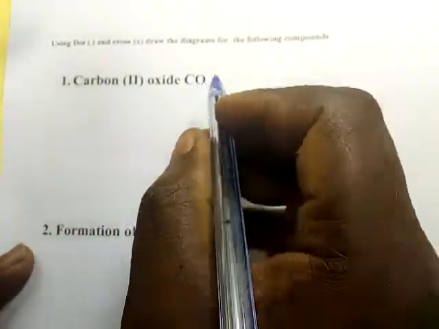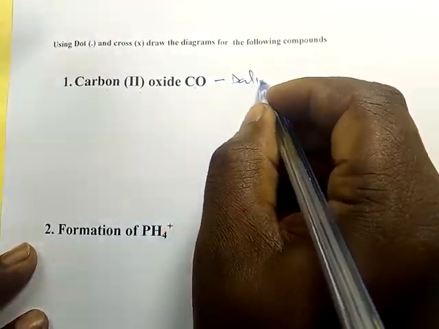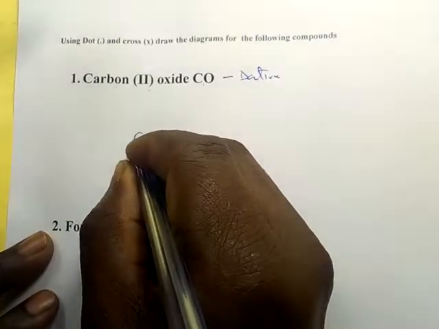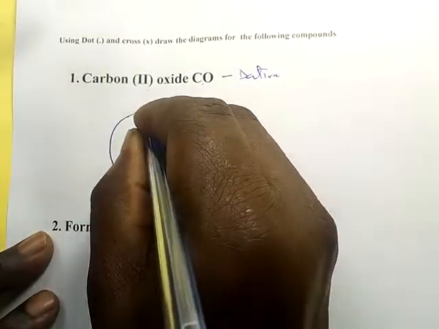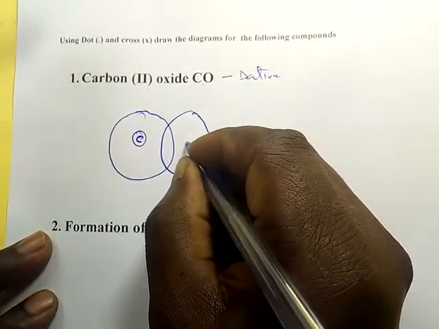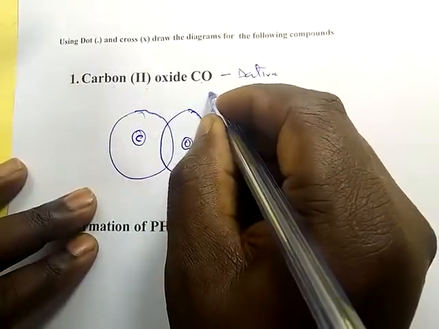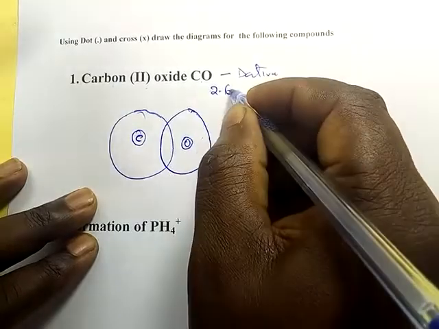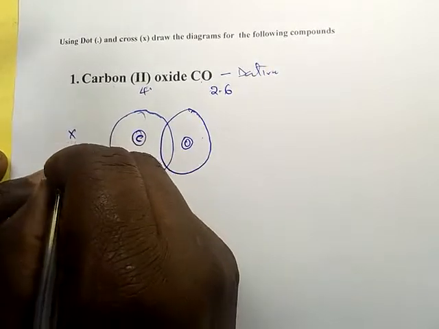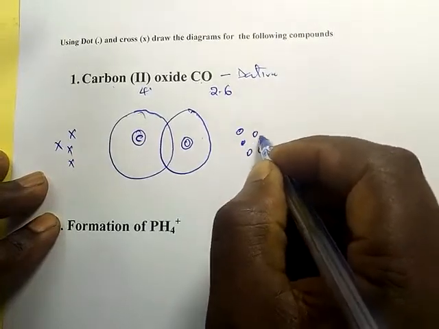Carbon monoxide is one example of a compound that undergoes dative bonding. So let us see how dative bonding comes in. So carbon, and then oxygen. We know oxygen is atomic number 8, so it is 2, 6. It has 6 electrons in the outermost. Carbon has 4: 1, 2, 3, 4. Oxygen has 1, 2, 3, 4, 5, 6.